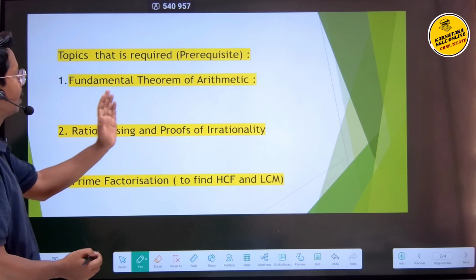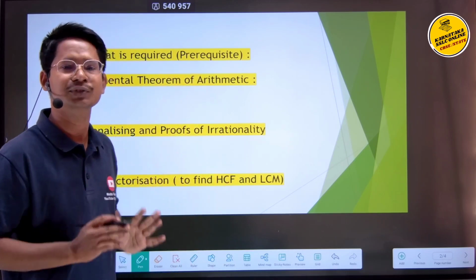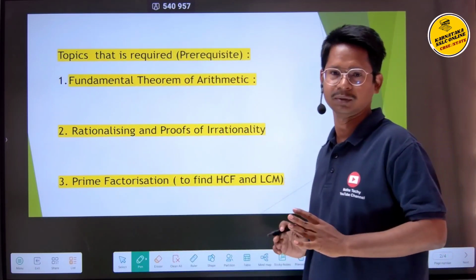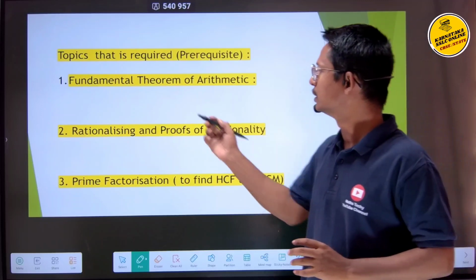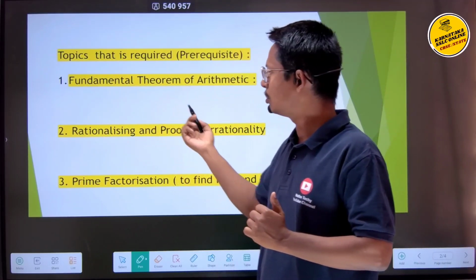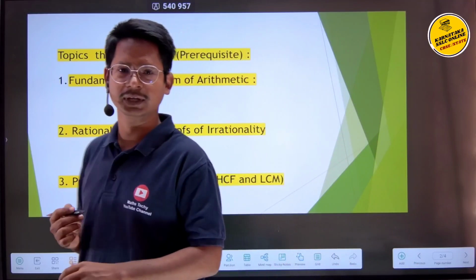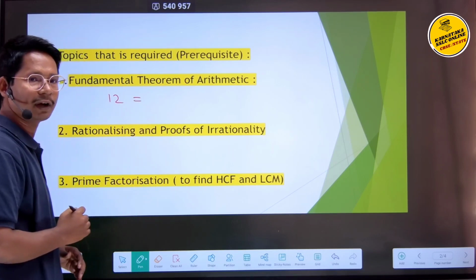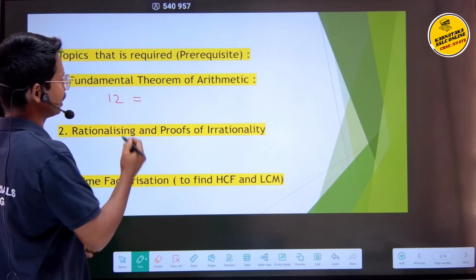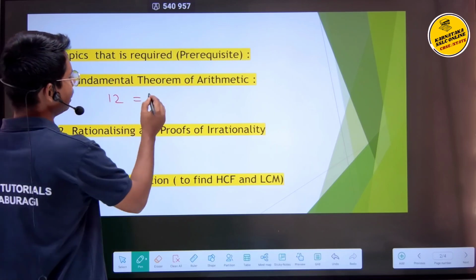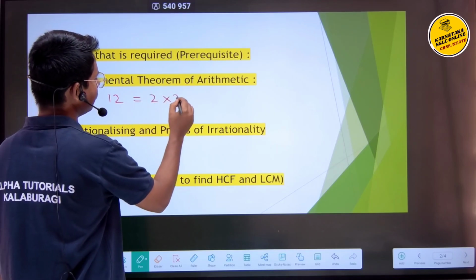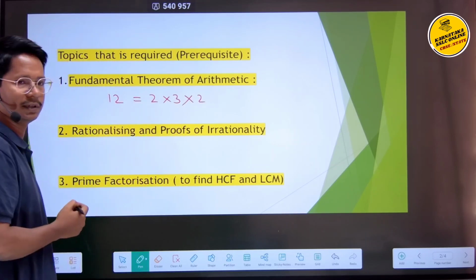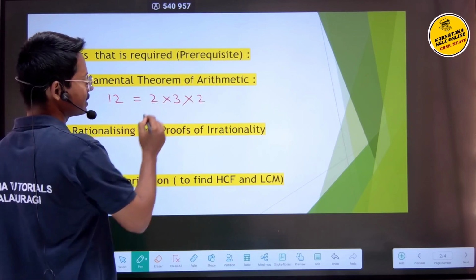See, so fundamental theorem of arithmetic, it states that any composite number can be expressed as a product of its primes. So what I mean, you take any composite number, which has more than 2 factors. For example, if I take 12, 12 has factors. So 12 I can write into its prime numbers, like 2 into 3 into again 2. So 2 into 2 is 4, 4 into 3 is 12, isn't it? And these 3 numbers are prime numbers.